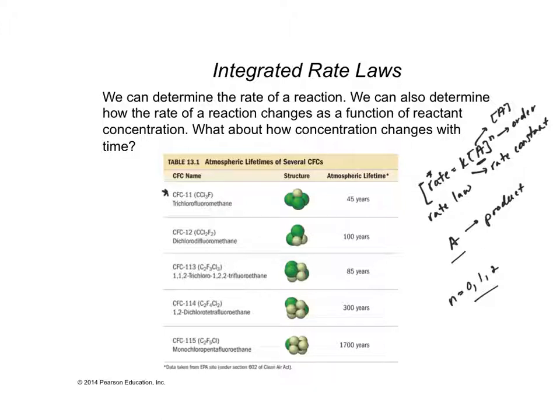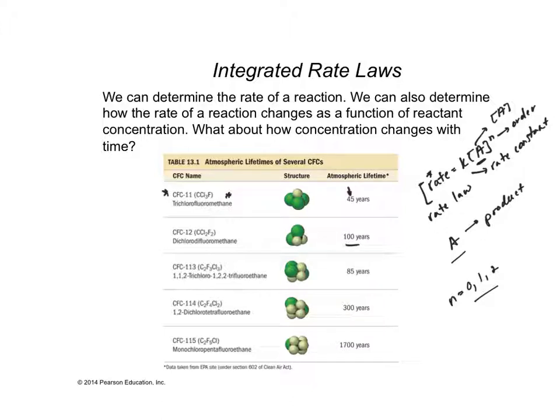The problem with that, though, is that they have very, very long lifetimes. There are CFCs that are still in our atmosphere from 20 to 30 years ago because they have an overall atmospheric lifetime of 45 years or 100 years, etc. Even though we're not putting them in the air today, they're still up there doing damage. So it would be helpful to know, in 20 years' time, how much of our CFC-11 is going to be left, or how much of CFC-12 is going to be left.